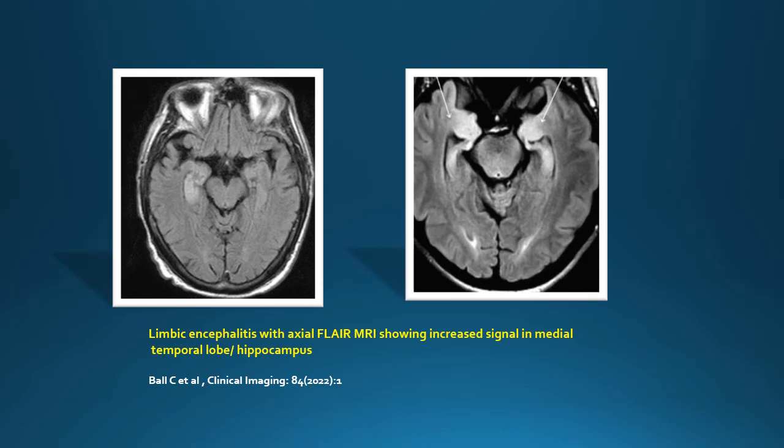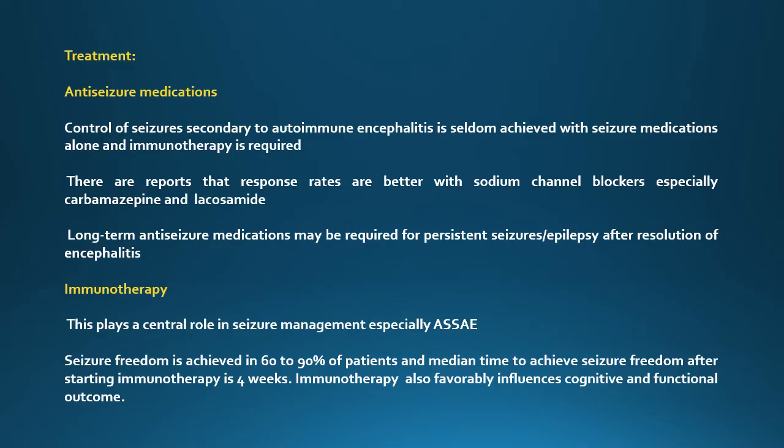Treatment: anti-seizure medications. Control of seizures secondary to autoimmune encephalitis is seldom achieved with seizure medications alone, and immunotherapy is required. There are reports that response rates are better with sodium channel blockers, especially carbamazepine and lacosamide. Long-term anti-seizure medications may be required for persistent seizures or epilepsy after resolution of encephalitis.